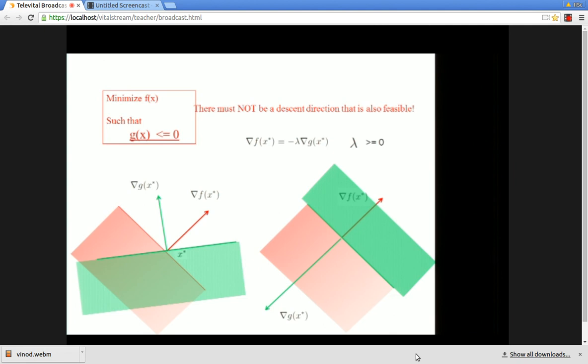I'll let you think about this. The answer is no. If it were yes, then in this half an hour we would have understood everything about optimization. That's all it is about optimization. But unfortunately, the answer is no.